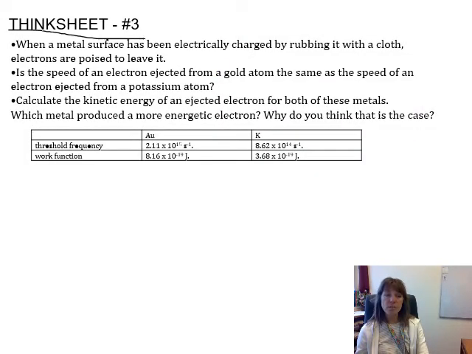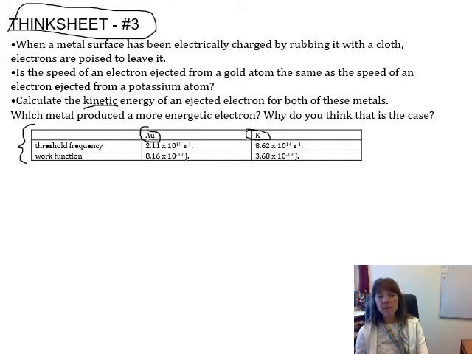So on your fun sheet, I call this one a think sheet because it requires a lot of thinking. In this one, the idea again is to look at the threshold frequency and the work function, and I have gold here and I have potassium, and determine the speed of an electron. So your goal here is to calculate the kinetic energy of an ejected electron for both of these metals. And then you could determine the speed, because if you remember, kinetic energy is equal to 1/2 mv squared. So if you know the kinetic energy of the ejected electron, you could calculate the speed given the mass of an electron. Now, of course, you'd have to look up the mass.